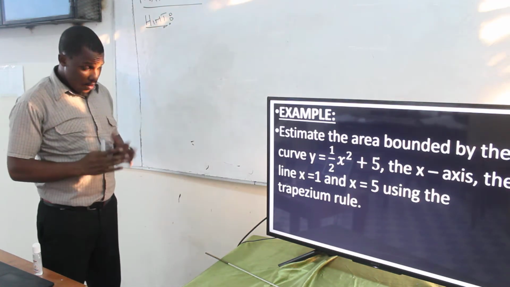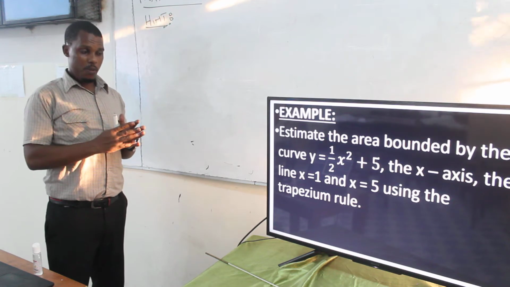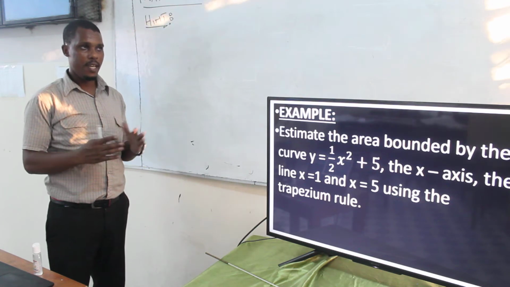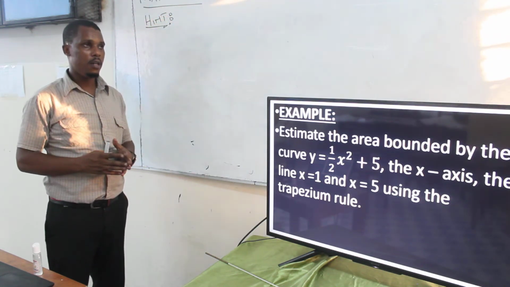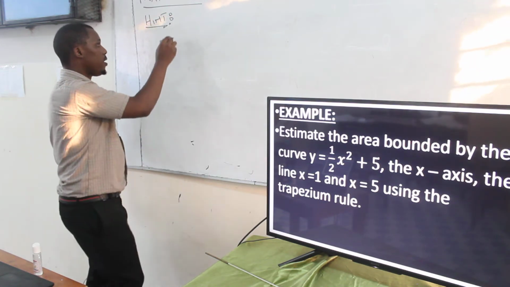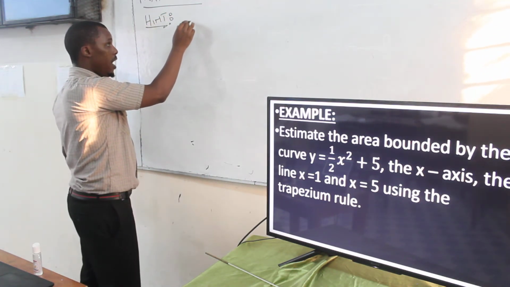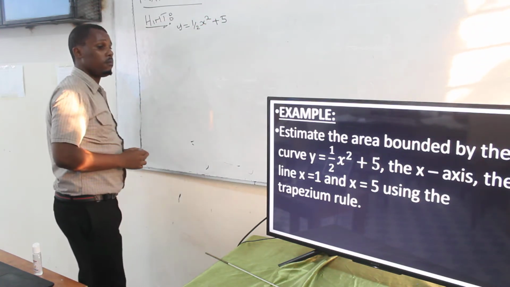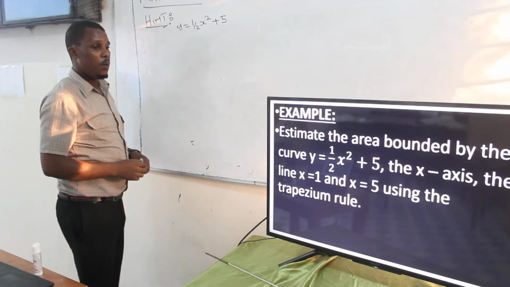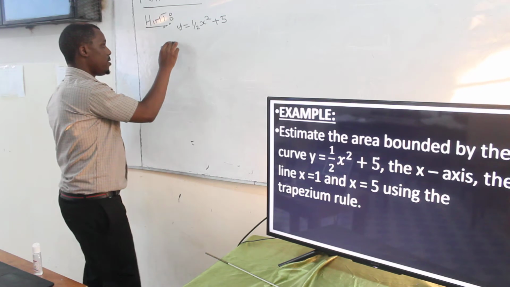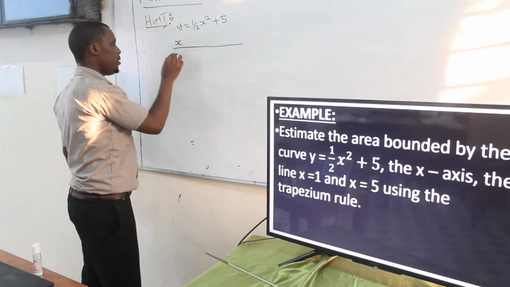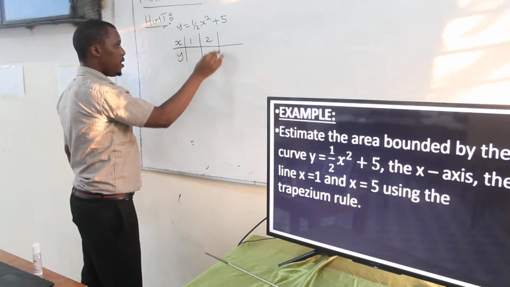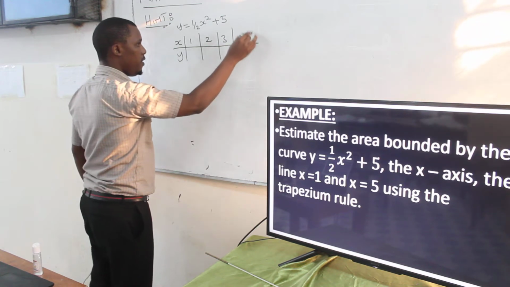Of course, step number 1, understand the question. For us to be able to have the area under the curve, we need to come with the curve itself. For you to have the curve, you must first of all need a what? First of all need a table. So using y equals a half x squared plus 5, we're supposed to be able to come up with the table. We are told the table should run from x there, and then you have the value of y. So from x equals what? x equals 1, 2, 3, 4, and then 5.